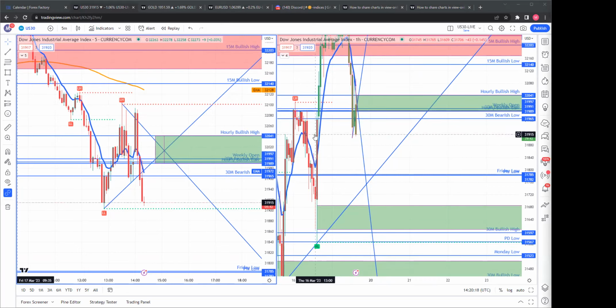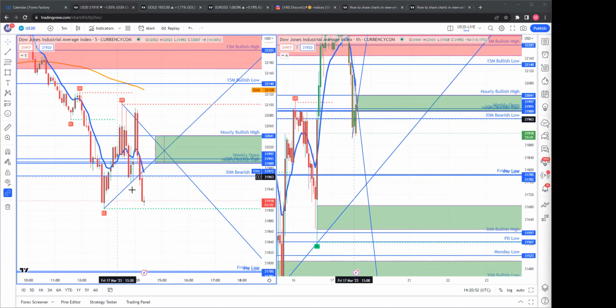Okay, so US 30 right now is on the previous trend line. It's on a trend line to the upside. So we have two trend lines to the bottom. So let's see, because I would need a retest of the 30-minute bearish high.